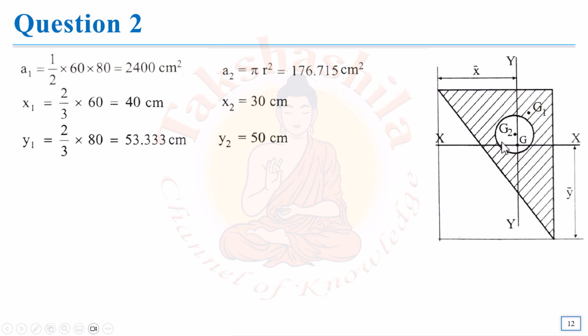And what about y2? We have already seen the distance from this bottom point to the center point of the circle was 50 units. So y2 will obviously be the directly given value, which is 50 centimeter itself. Now we have all the required values. So let us try to proceed.